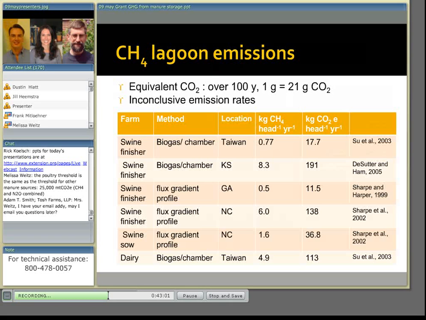If we look at several studies in the literature and look at the methane production from swine finishing operations as well as the sow operations and dairy operations, we find that there's actually very little data. You can see there are four different studies that have given estimates of methane production per head per year from various places, from Taiwan through the U.S. And we only have one study for swine sow operation, and only one study that I could find that gave enough for the dairy industry.